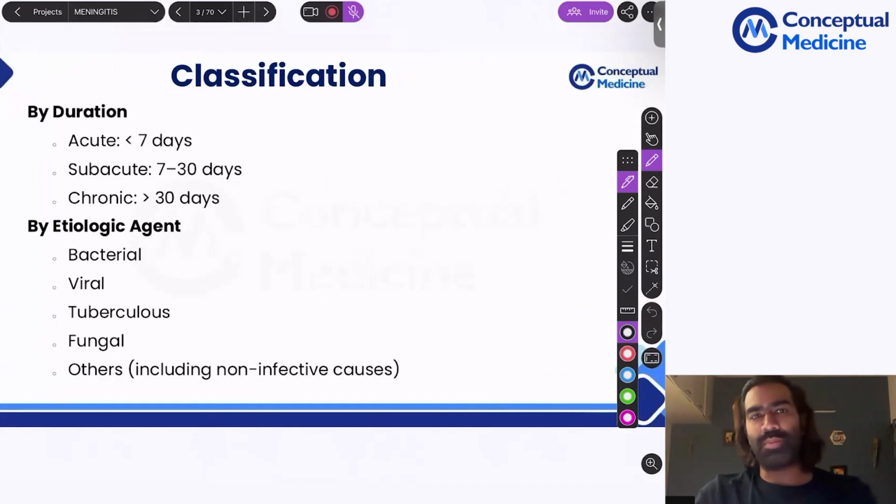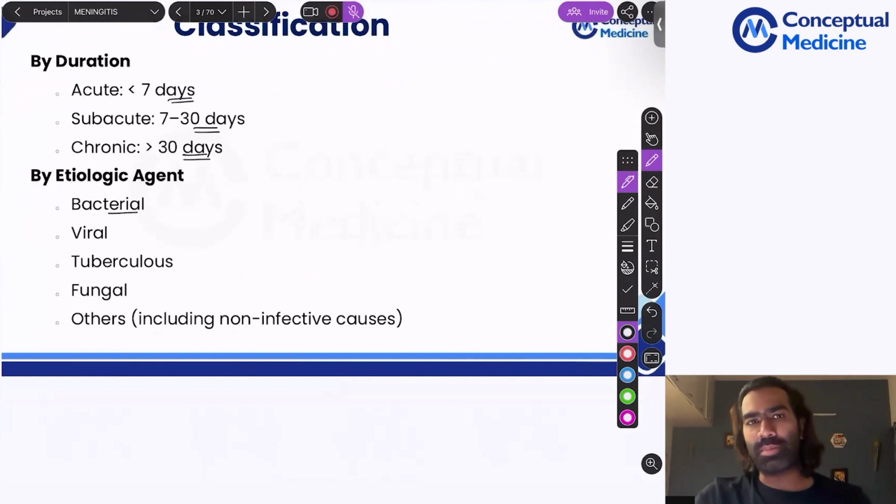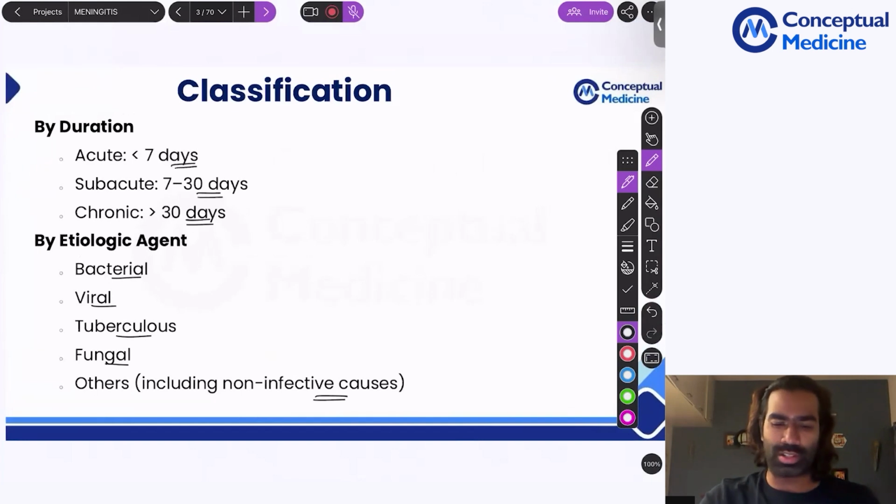And how can you classify meningitis? Meningitis can be classified as acute, subacute, or chronic. Acute means less than 1 week. Subacute means 1 to 4 weeks. And anything more than 4 weeks or more than 1 month, we're going to call chronic meningitis. So we'll be discussing all of them, acute, subacute, as well as chronic meningitis subsequently. By etiological agent, it can be bacterial meningitis, viral meningitis, tuberculous, fungal, or non-infective causes also, which we have discussed.